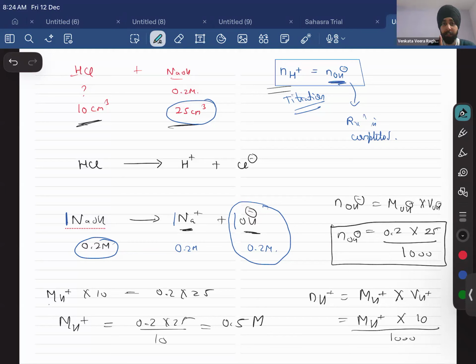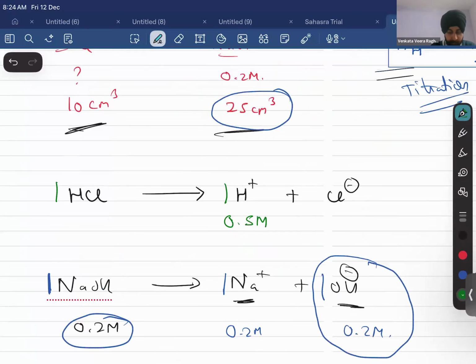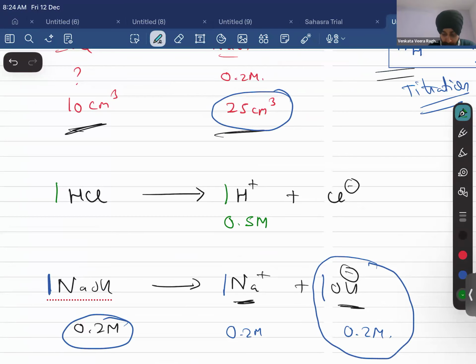Is it the concentration of HCl? I don't know if it is the concentration of HCl or not. What we got right now is the concentration of H plus, this value, which I got as 0.5 molar. Does this have the same stoichiometry as HCl? Yes, sir, it has the same stoichiometry as HCl. That means if this is 0.5 molar, then this should also be 0.5 molar. That is how you calculate the concentration of acid required.